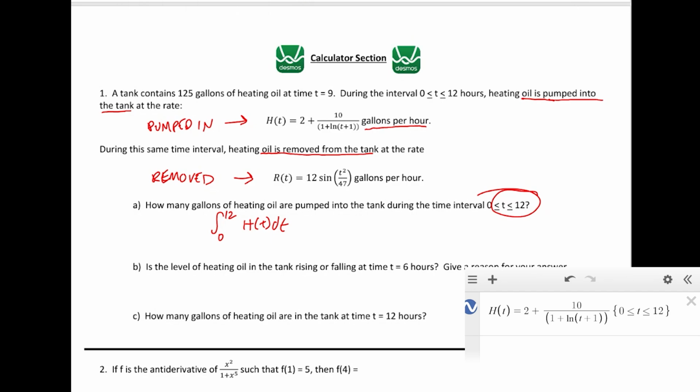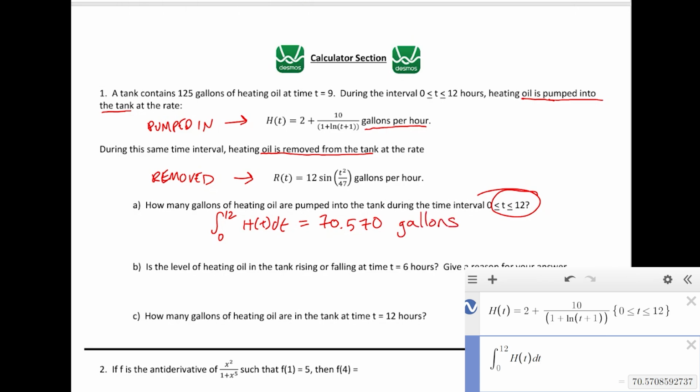Okay, so yeah, now we want to find the integral from 0 to 12. So we're going to type int for integral, 0 to 12, and now we don't have to retype h of t, we can just say h of t dt. And so we get approximately 70.570. I'm just going to cut off the decimal there, and the units here are gallons.